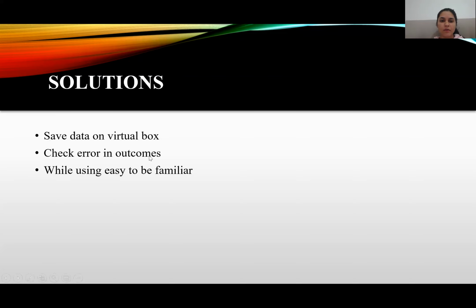The second is about coding errors. There is one feature in SAS called outcomes, in which we can see any errors we have made in our coding. It also gives us the specific line where we did the wrong coding, and we can simply check that line, correct our coding, and get the result we want.